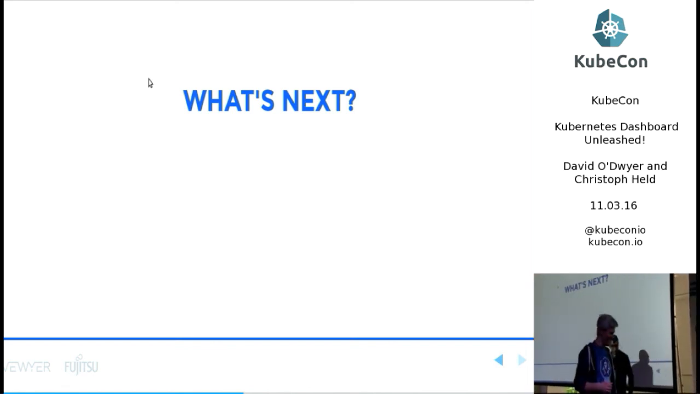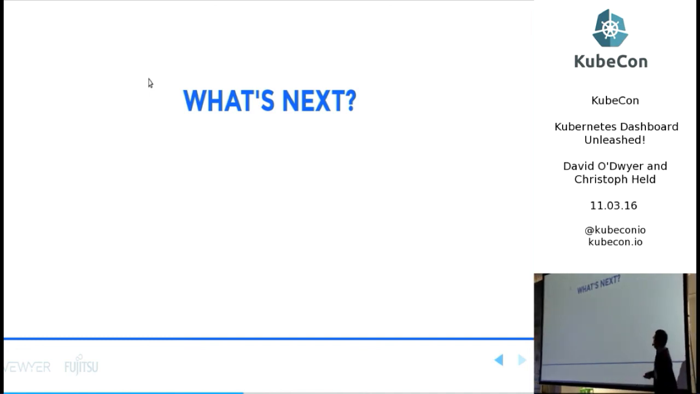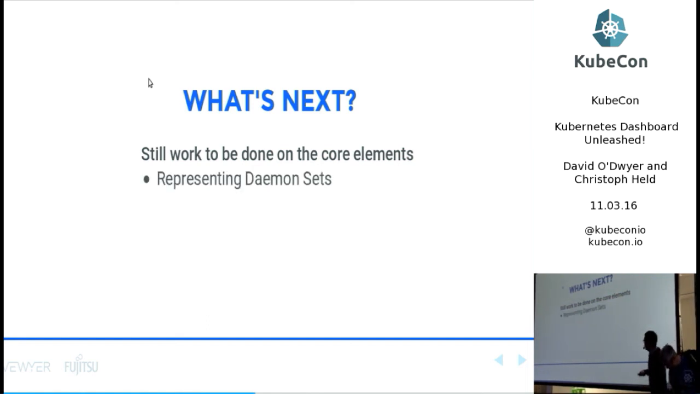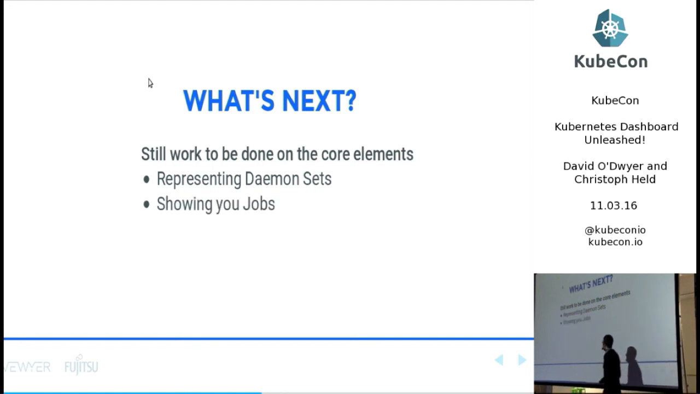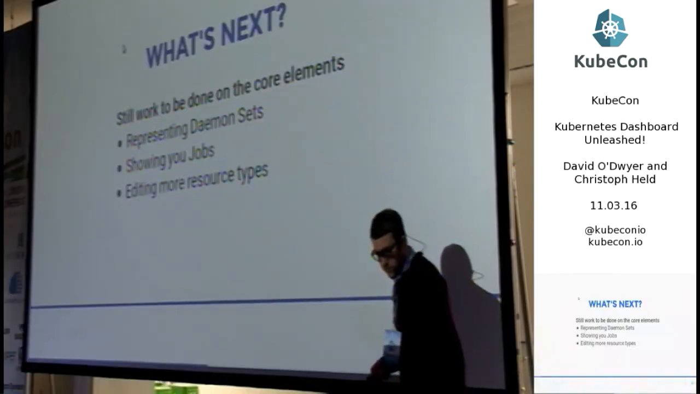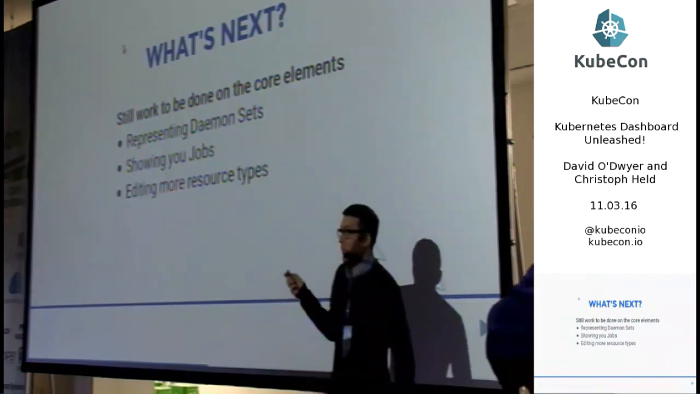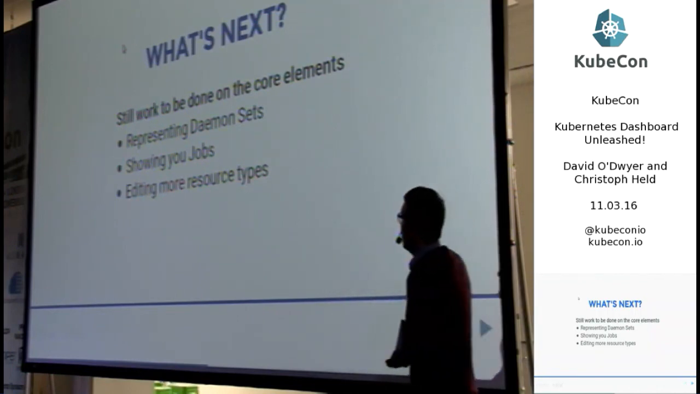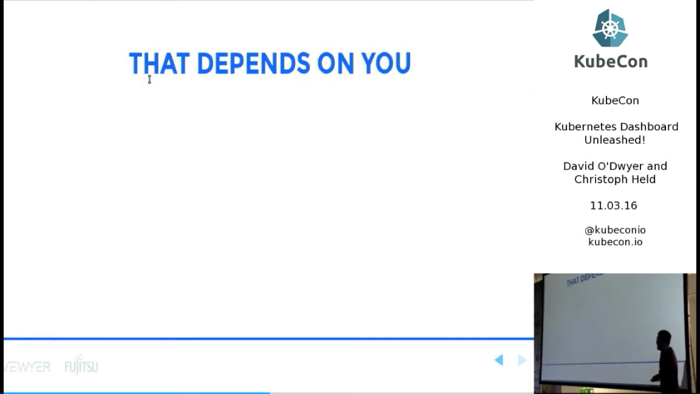What's next is a new speaker. So, what's next? Still work to be done on the core elements. We haven't got a full feature set. We need to work on representing daemon sets. There's work to be done on showing jobs. Obviously, jobs the resources, not the contracting jobs that need 5 years Kubernetes experience. And editing more resource types. And to be fair, these are what the team currently feel are your needs. And so really, the answer to this question is that it depends on you.